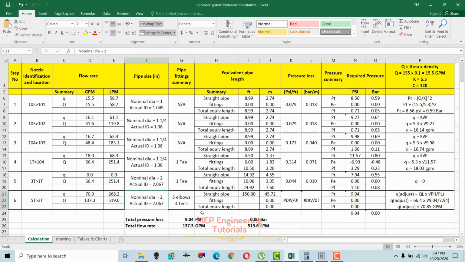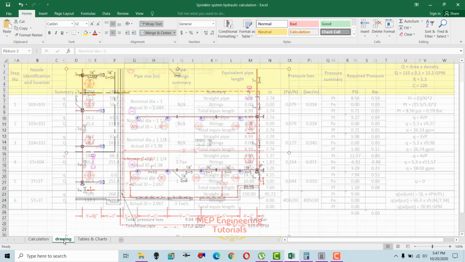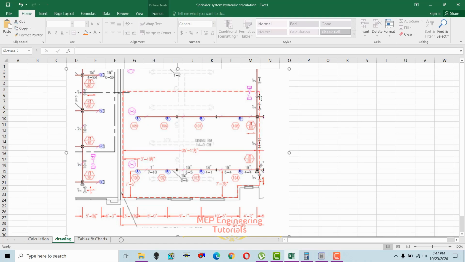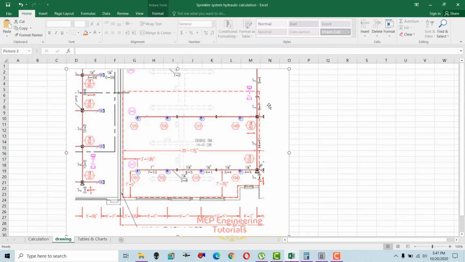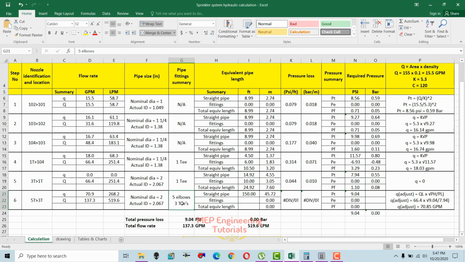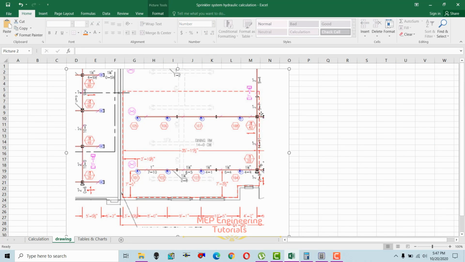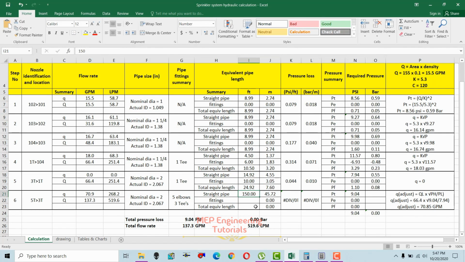So we don't know exactly how many elbows and T's there are up to the source of supply. So we just write it roughly: let's say we have 5 elbows and 3 T's from this point to the source of supply, and straight pipe length from this point to the source of supply is 150 feet. So we write 150 feet in here. So we have to write the fittings length. We see that for 2-inch we have 5 elbows and 3 T's.